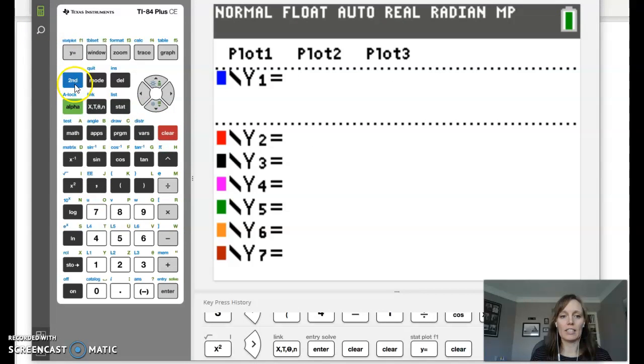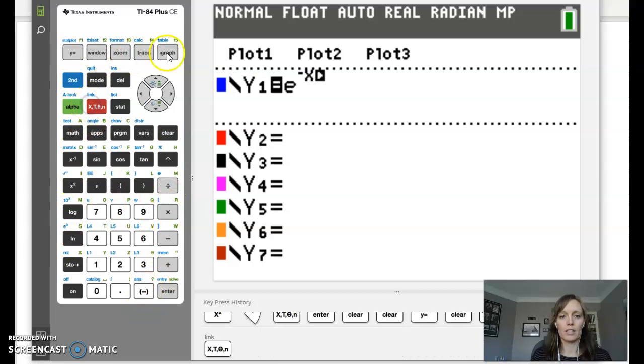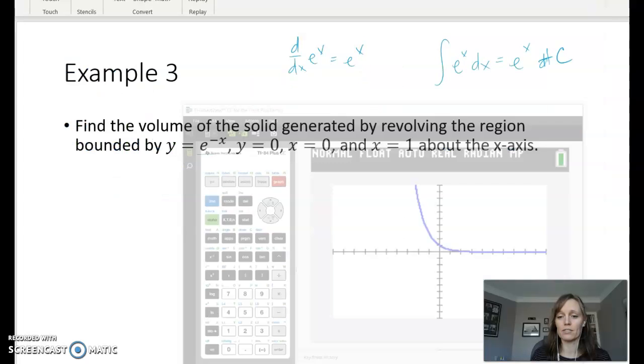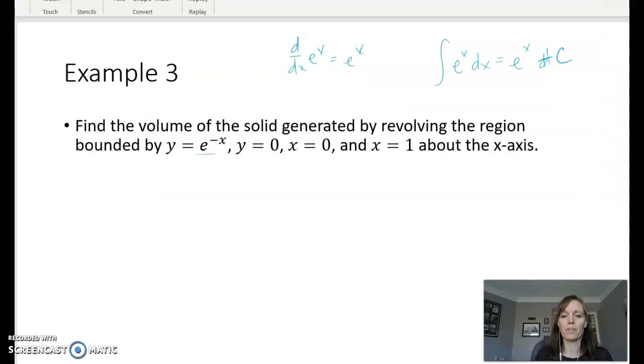So I've got e to the negative x, and e to the negative x is a decay function. We can see down here it's going to be cut off at x equals 1, and up here at y equals 1. So it's like this little funnel type shape that gets revolved around the x-axis. So you're going to end up with sort of a funnel once it's revolved.